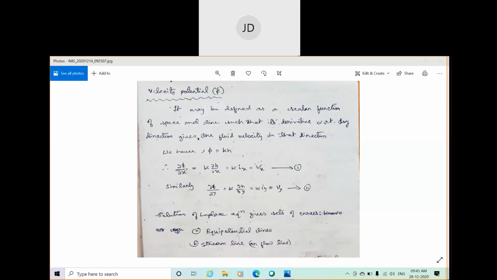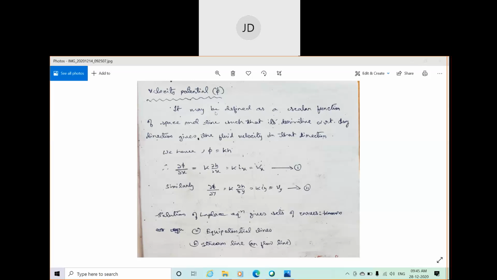So if you relate the first and last terms, we can say that the derivative of velocity potential with respect to the x direction gives the fluid velocity in that direction, Vx. Similarly, the derivative of velocity potential with respect to the y direction gives the velocity component in the y direction only. So this is the very important significance of velocity potential phi. You have to remember this. You can write this as equation number 1, and this as equation number 2.